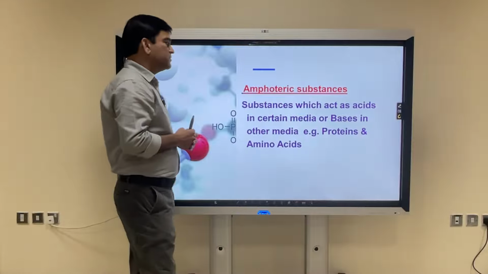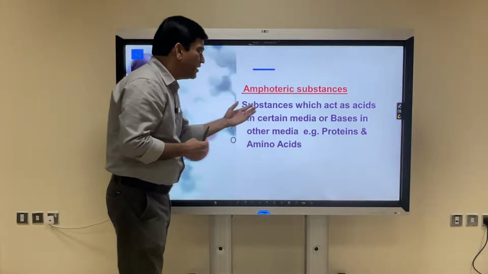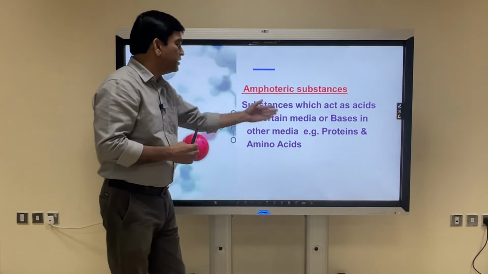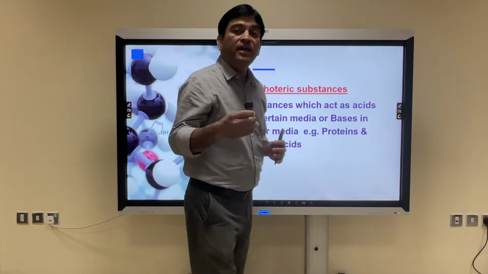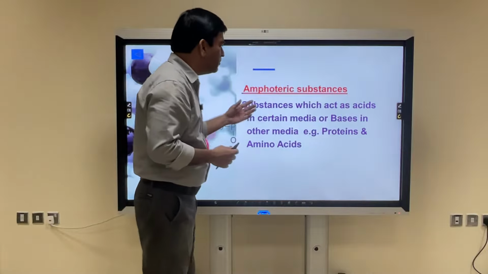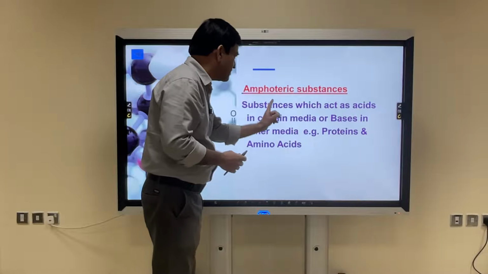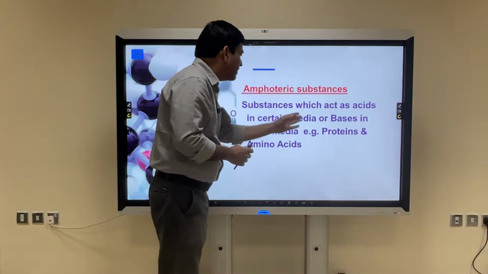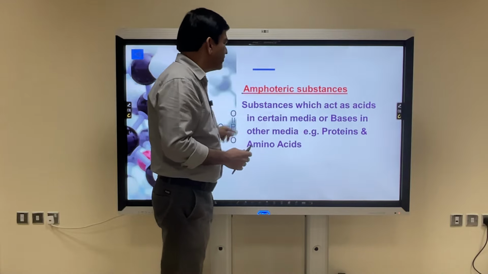Then there are substances which are amphoteric in nature. What are these? Amphoteric substances are the substances which can act as an acid in certain media or as bases in other media. Examples of amphoteric substances are proteins and amino acids. They can react with an acid or they can react with a base. They have the property that they can react both with an acid as well as a base.